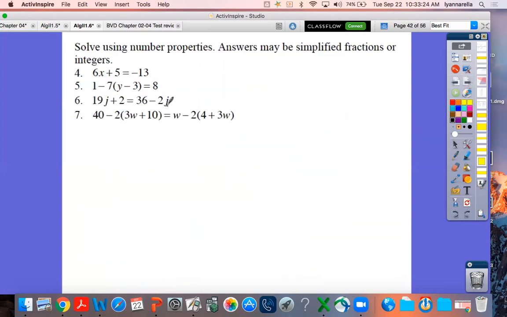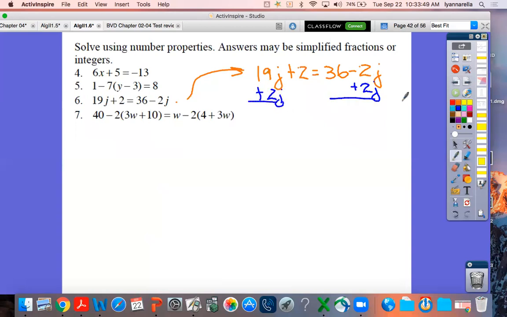All right, so now this is just a typical 1 or 2 step equation, so I'm going to do number 6. So if I said 19j plus 2 equals 36 minus 2j, I'm going to go ahead and combine j's on the same side. So I'm going to say 19j is bigger than -2j, so I'm going to add the 2 to both sides. The bigger one is like the bully, he pulls the other guy over. So the bully is 19j, so 19 plus 2 is 21j. Bring down the +2, bring down the 36, and of course -2j and +2j go to 0.